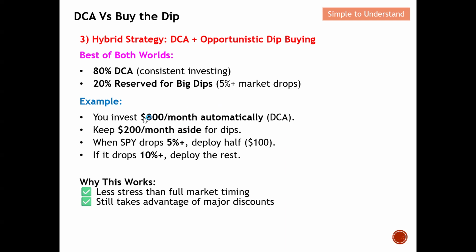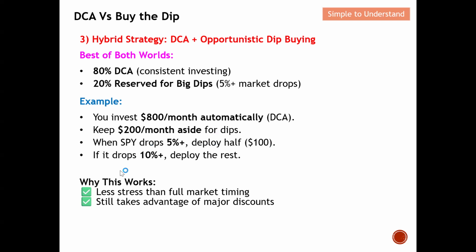So I will keep aside this $200, and I will look out for any potential dips. If there is a dip, for example, let's say SPY dropped 5%, then I will deploy half, which is the $100 here. Then if it drops a further 10%, then I will deploy the rest. So basically, this is how the hybrid works.